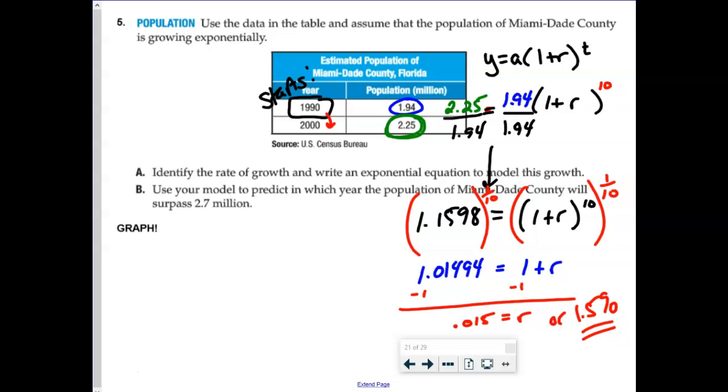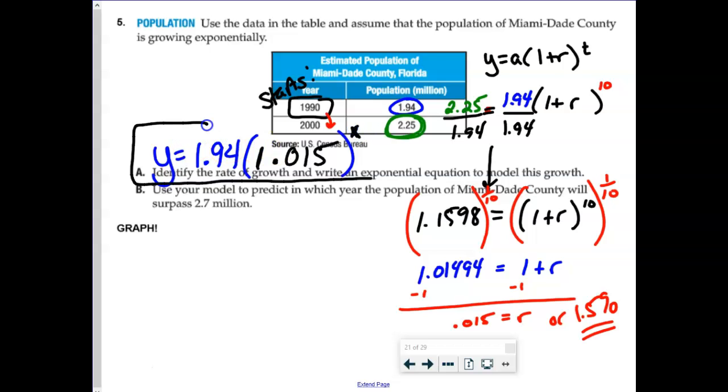So with that in mind, I can actually write a model. I'm going to decide to start the model in the year 1990. So it's going to start with 1.94. And then we just said it was growing at 1.5%. So inside of the model, it's going to be 1.015. Where did I get that from? 1 plus 0.015. There we go. And then to the x power or to the t power. This, children, this is your model.